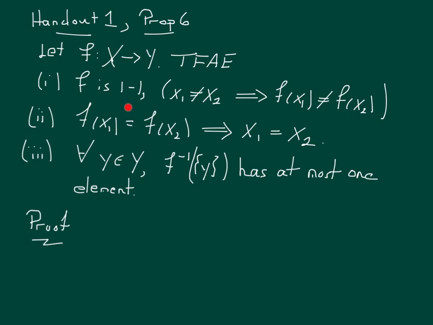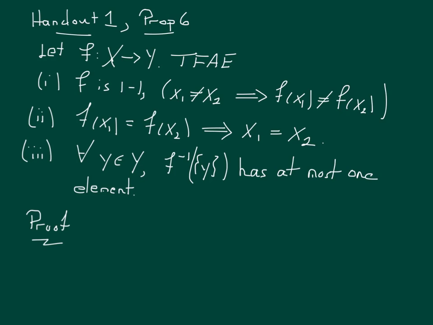f is 1 to 1, which according to our definition means that distinct points in X map to distinct points in Y. That's equivalent to this condition here: if f maps two values, x1 and x2, to the same value in Y, then x1 and x2 have to be the same to begin with. And then the last condition was that if f is 1 to 1, then for each y in Y, the preimage of the singleton set {y} under f has at most one element, and conversely.